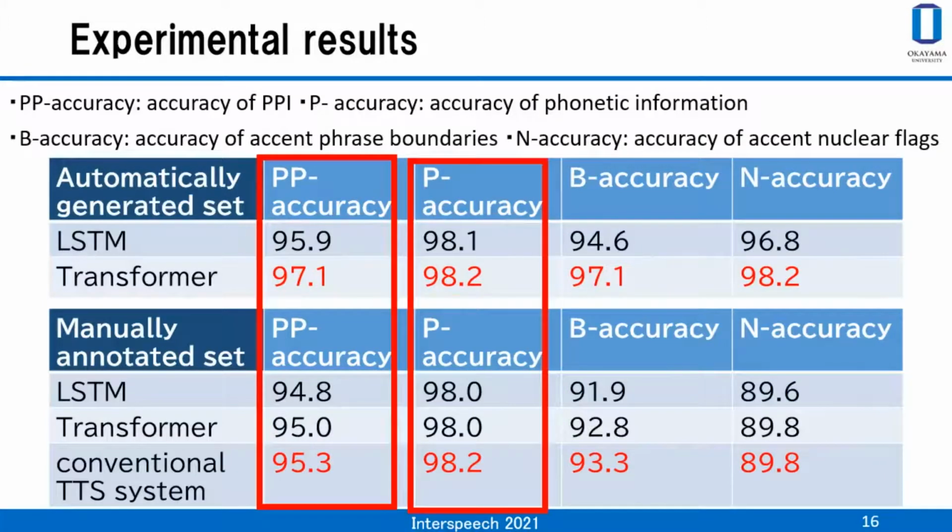In terms of PP accuracy and P accuracy, both models show slightly better performance in P accuracy than in PP accuracy. This is reasonable because the types of tokens to be estimated are more in PP accuracy than in P accuracy.